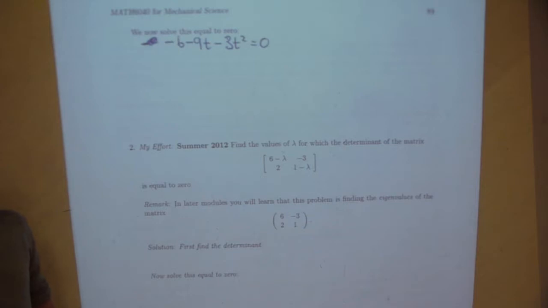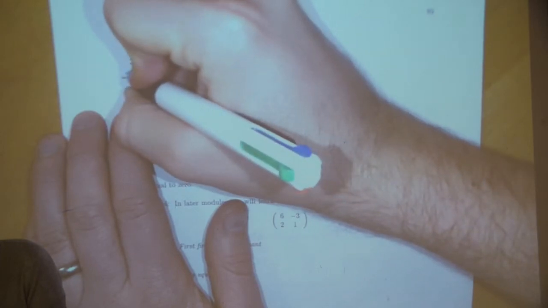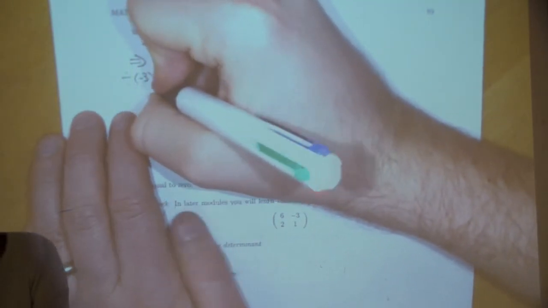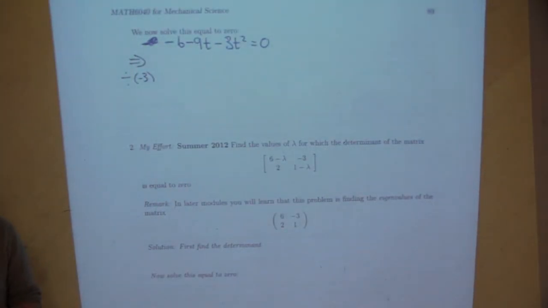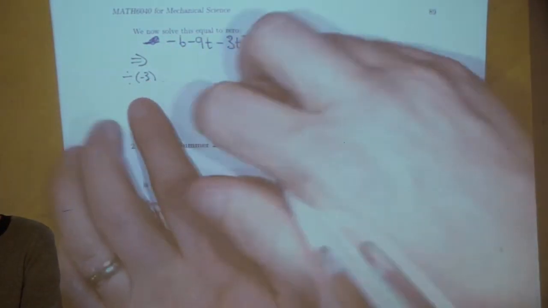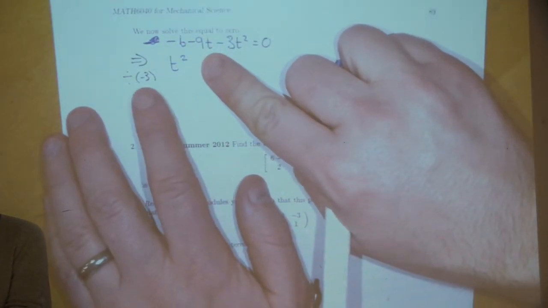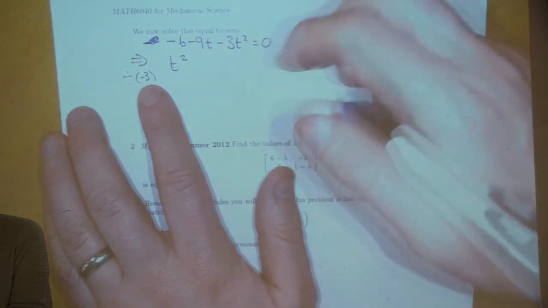What do you think would be an obvious thing to do here? Divide by 3. Divide by 3, or even better? Minus 3. So we'll divide both sides by minus 3. And I'm going to write the square first, then what we call the linear term, and then the constant. So minus 3t squared divided by minus 3 is t squared. Minus 9t divided by minus 3 will be plus 3t.